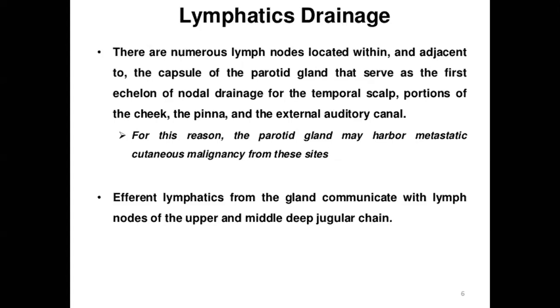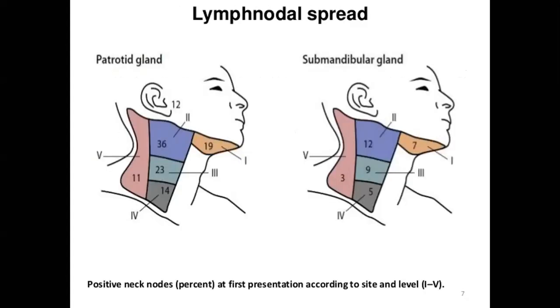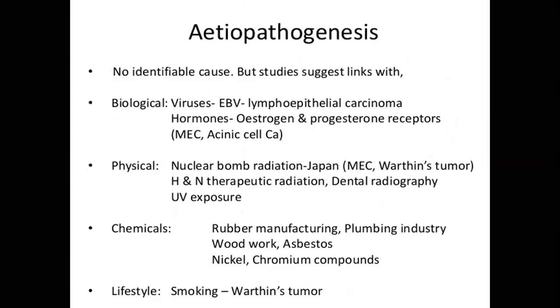Now, different lymphatics from the gland communicate with the lymph nodes of the upper and middle deep jugular channels. Here we can see the parotid gland and the submandibular gland showing the different levels of the neck. So the positive lymph nodes in patients at first presentation are classified according to site, level 1 to level 4.